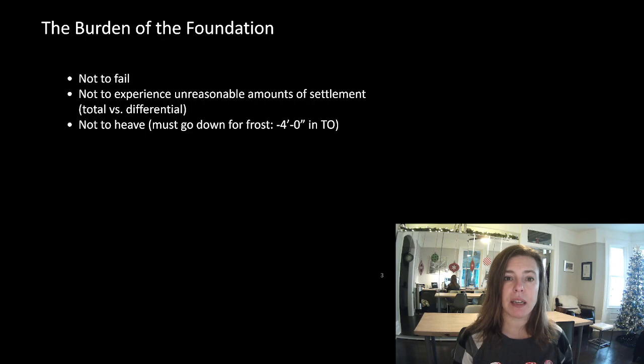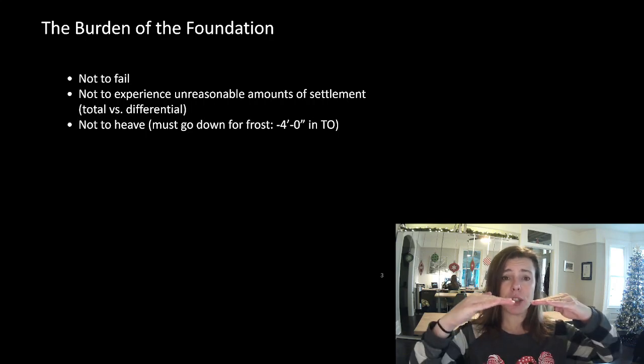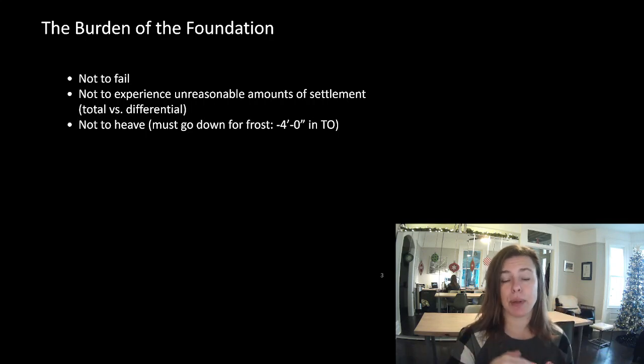You can imagine, if you've ever played with Play-Doh, Play-Doh is a good example. If you've let it sit out just a little bit too long, some parts of the Play-Doh are maybe a little bit stiffer than others. And remember, stiffness attracts load, but if there's nothing that forces these things to move together, you could have differential strain. And so differential movement can cause cracking in the building, and we really don't want to have that happen.